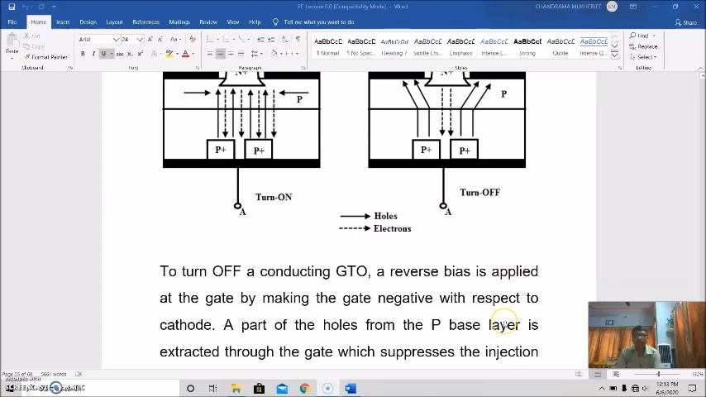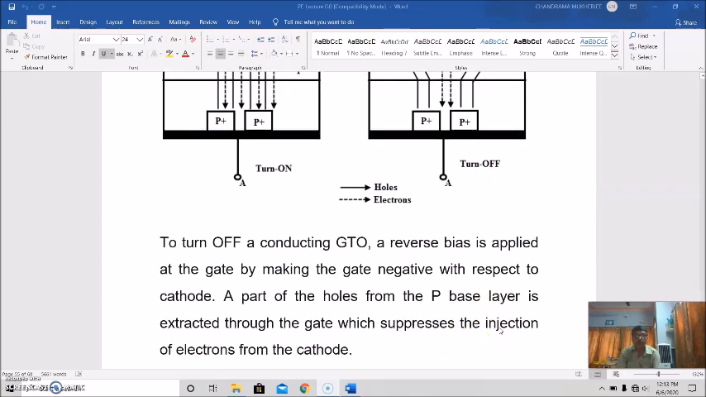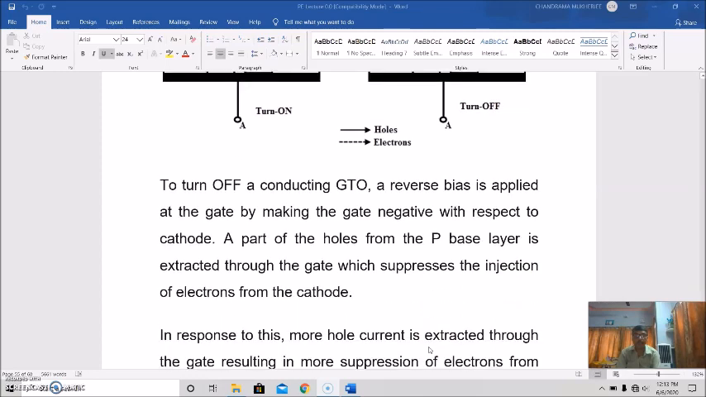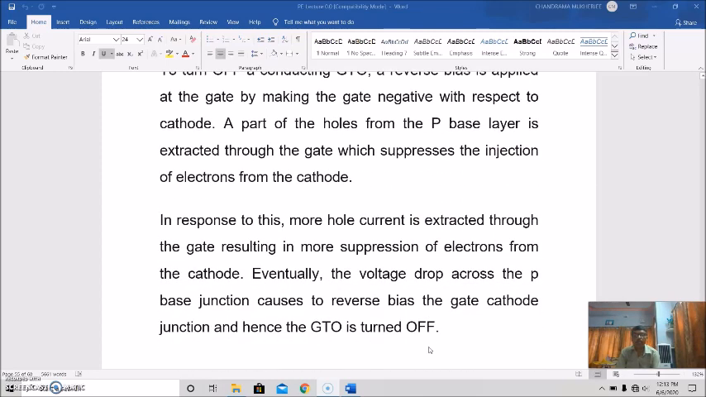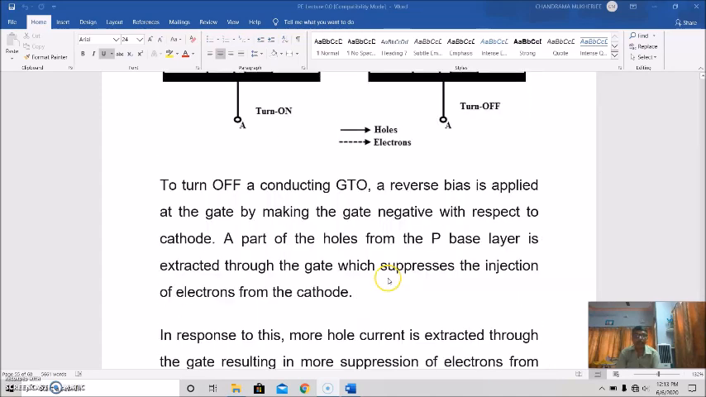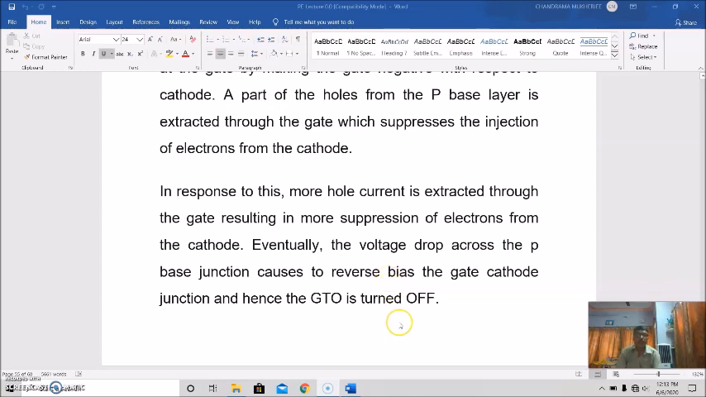To turn off a conducting GTO, reverse bias is applied at the gate by making the gate negative with respect to the cathode. A part of the holes from the P-base layer is extracted to the gate, which suppresses the injection of electrons from the cathode. In response to this, more hole current is extracted to the gate, resulting in more suppression of electrons from the cathode. It's shown here. Eventually, the voltage drop across the P-base junction reverse biases the gate-cathode junction, and hence the GTO is turned off.